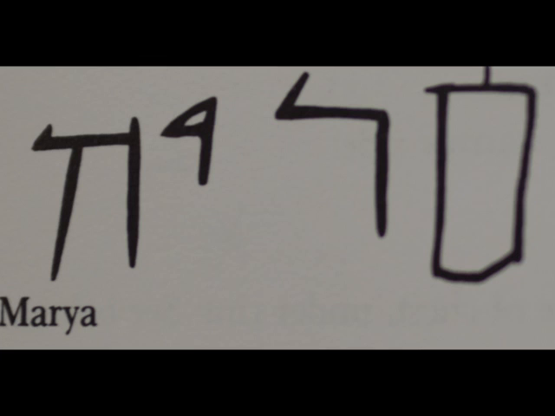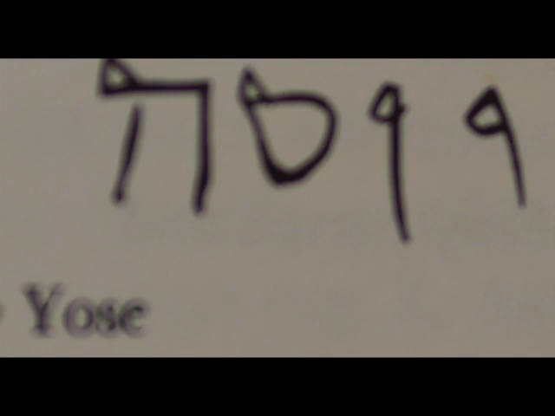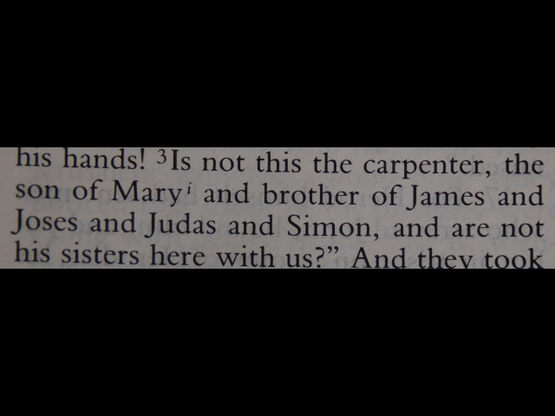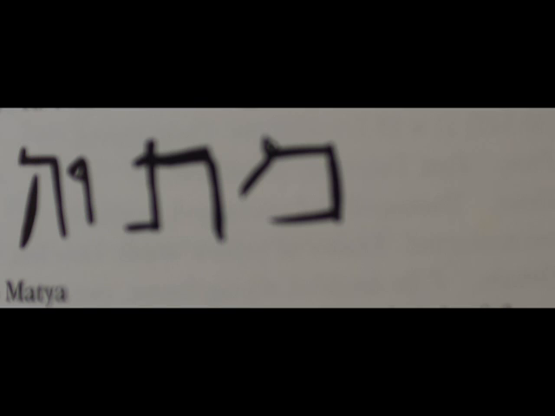This is inscribed Maria, the Latin form of Mary. This bone box is inscribed Yoseh, a contraction of the name Joseph. This passage in Mark records the nickname Jose as a second brother of Jesus. The inscription on this ossuary translates to Matthew.